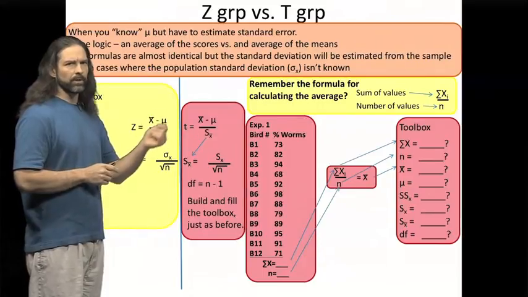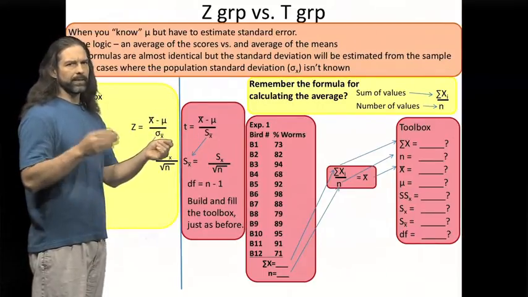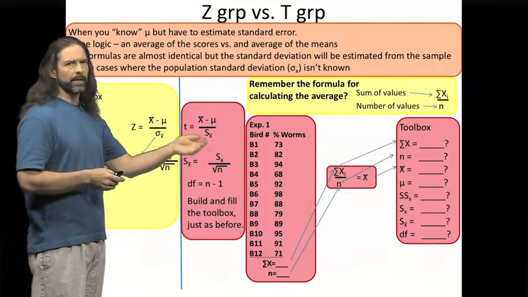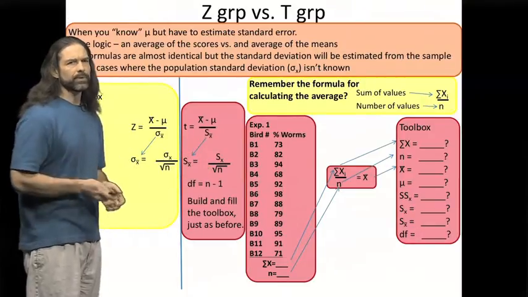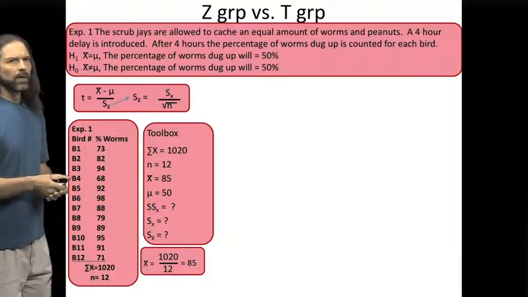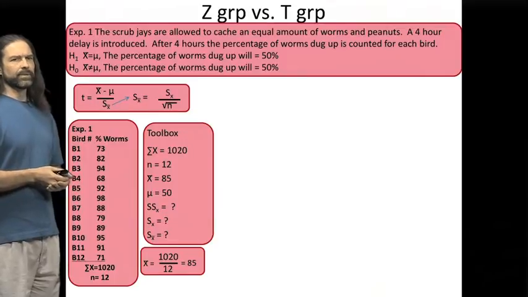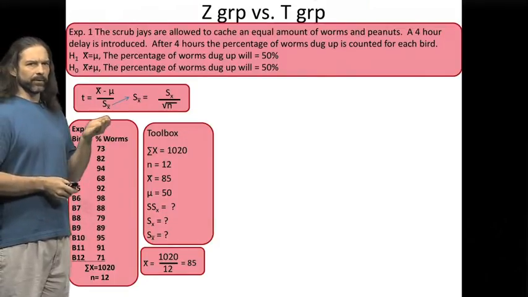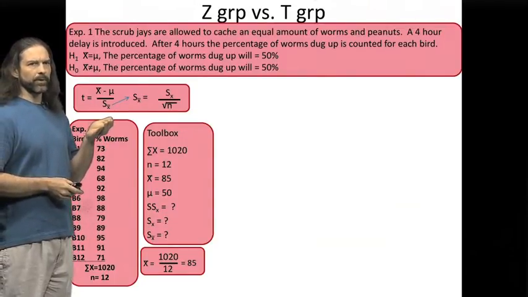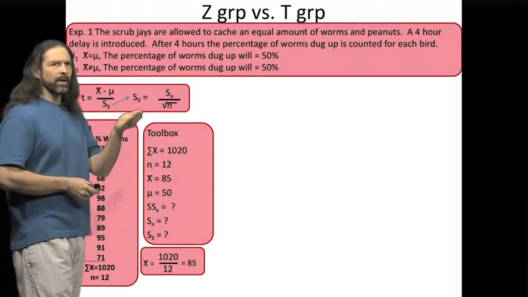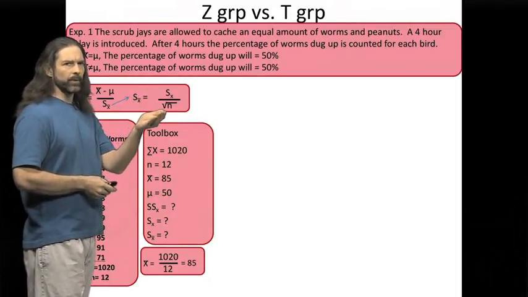I need X bar in the toolbox, but when I look at the X bar formula, I'm going to be dealing with sigma X and little n, so I put those into my toolbox. So I need to do the same thing with the standard error. I'm going to deconstruct the standard error. What do I mean by that? To get standard error, I need standard deviation divided by the square root of n.